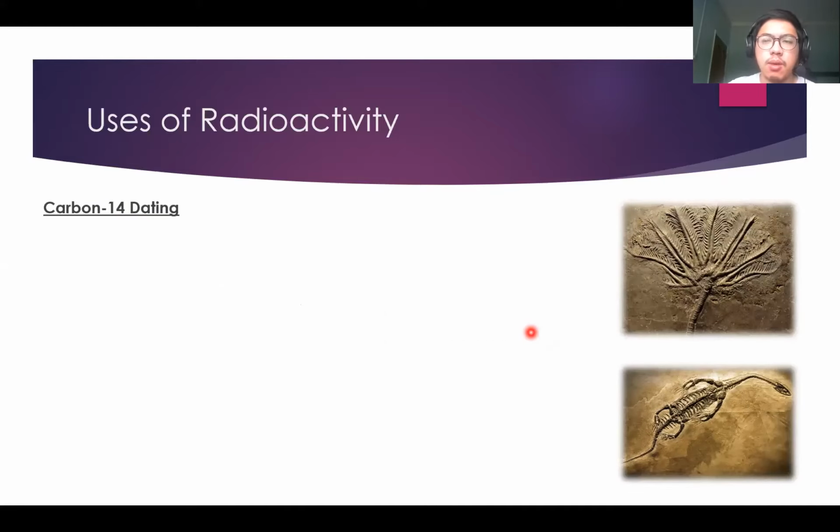Carbon dating. What is carbon dating? It's a technique that paleontologists use in order to figure out how old a fossil is. You can see these two pictures here. This is a fossil of a tree, of a plant, and this is a fossil of a dinosaur, I think, or a lizard. You can check the amount of carbon 14 inside that fossil or inside that bone, and you can do some calculations to figure out how old that fossil is. So that is basically what carbon dating is.